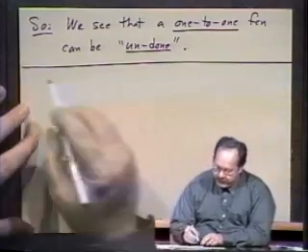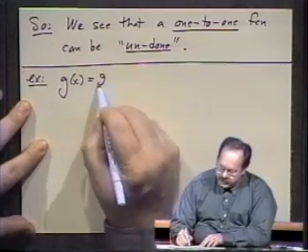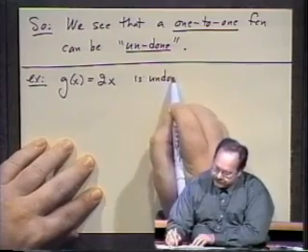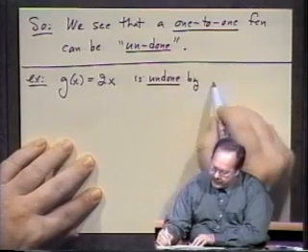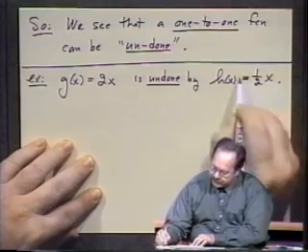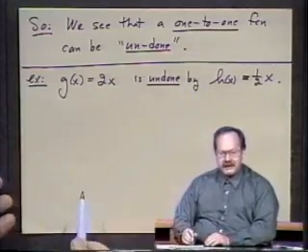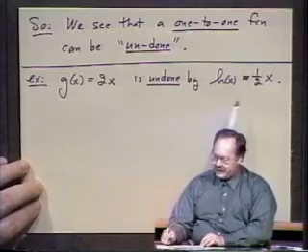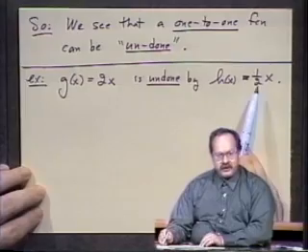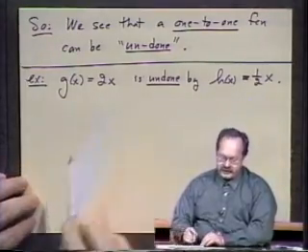Let me give you an example of what I mean by that. Here's a nice example. g of x equals 2 times x, and I'll say that that is undone by h of x, which is 1/2 x. Now, that makes sense when you think about what these functions mean. This is the doubling function. This is the halving function. So if you first double something and then halve it, you're back where you started. And in reverse, if you cut something in half and then double it, you're back where you started.